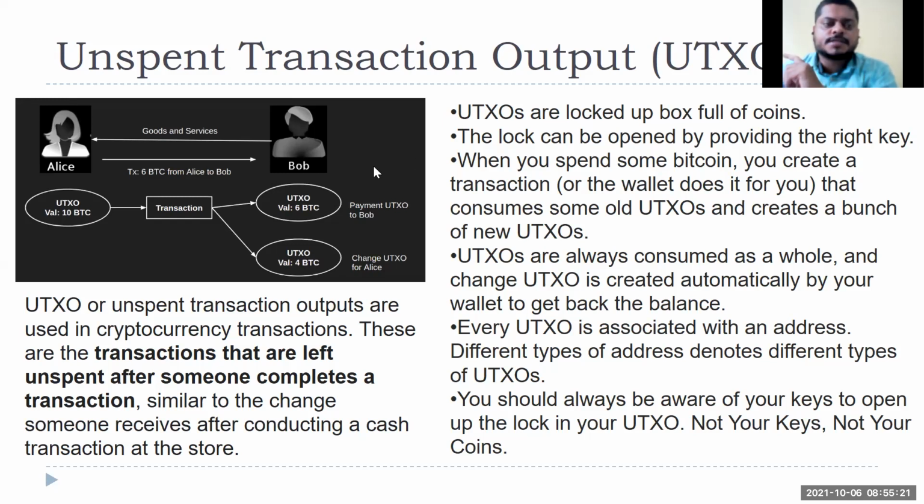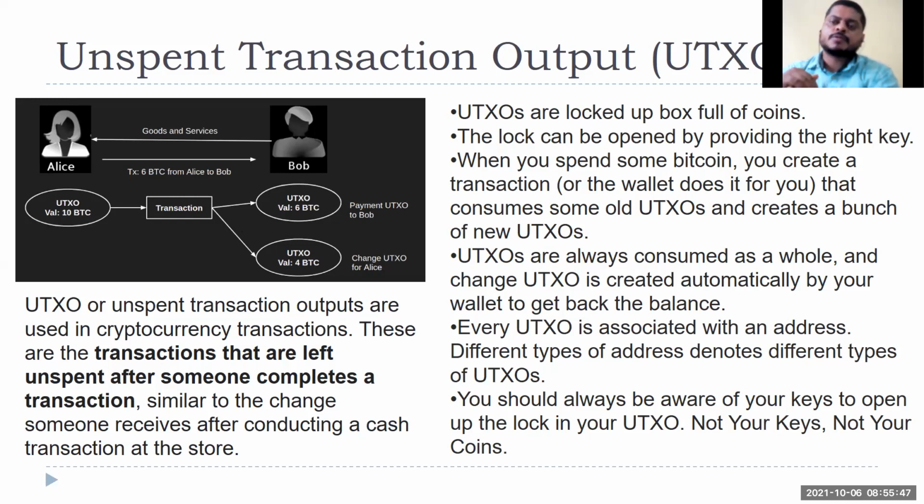So here in this case, Alice is sending 6 Bitcoin to Bob. In the account balance model, what would have happened in her account? The bank would have updated 10 minus 6 is 4, and then 6 would be added to Bob's account. So that was the simple transaction framework which works in most banks and most financial organizations.